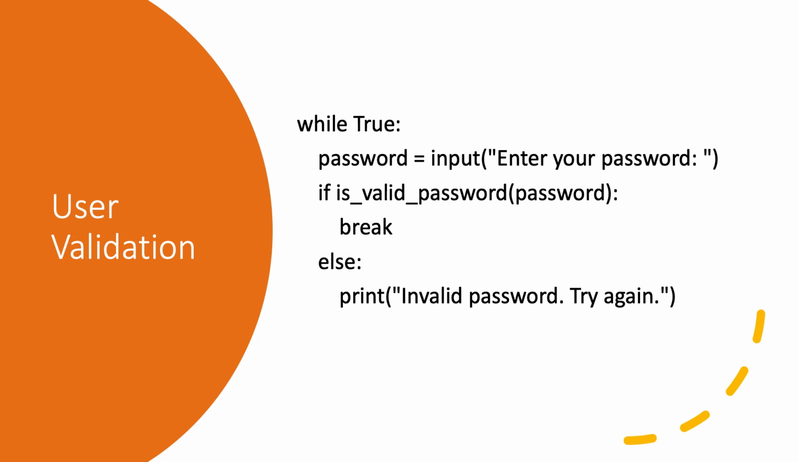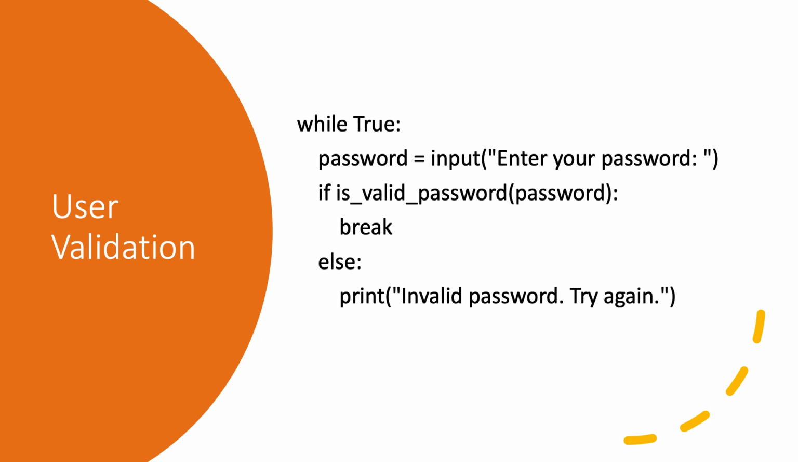This slide demonstrates a while loop in Python for user validation, specifically for password entry. So the loop starts off with the condition while true, and since true is always true, this while loop will always run, at least once, until something inside of the loop breaks it.